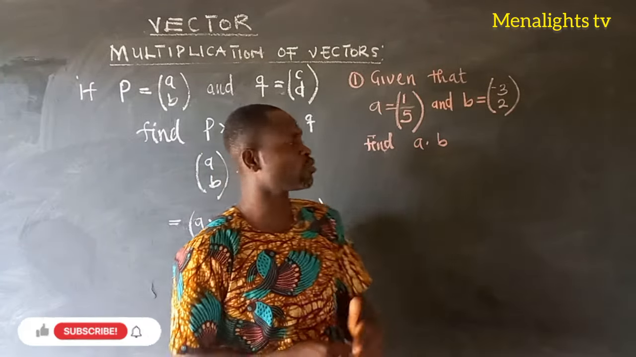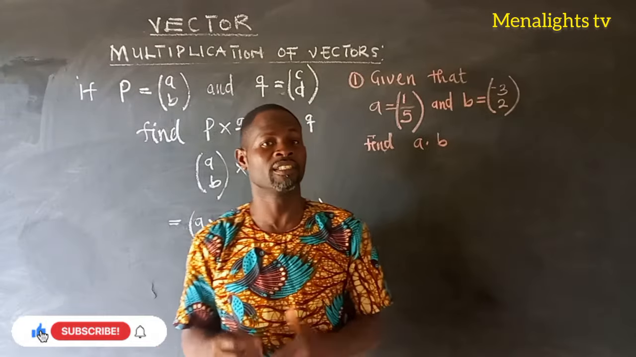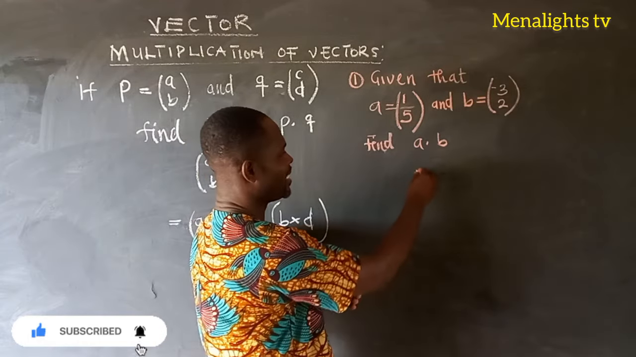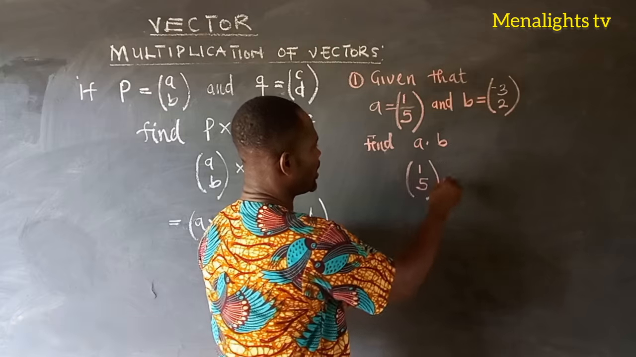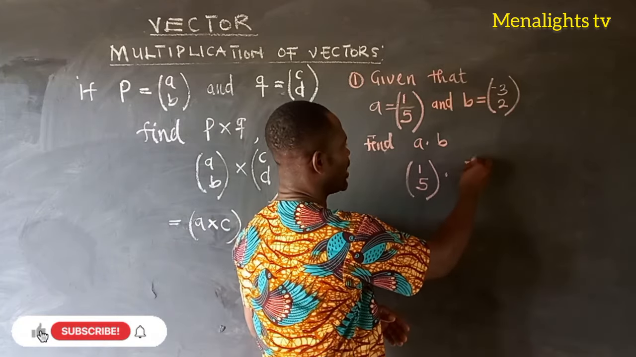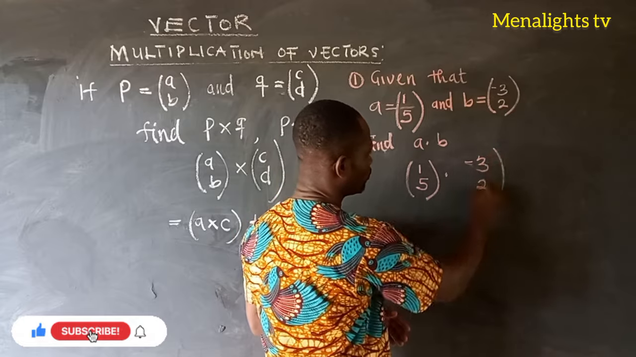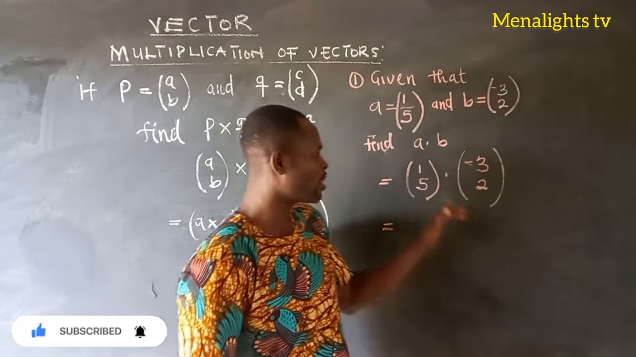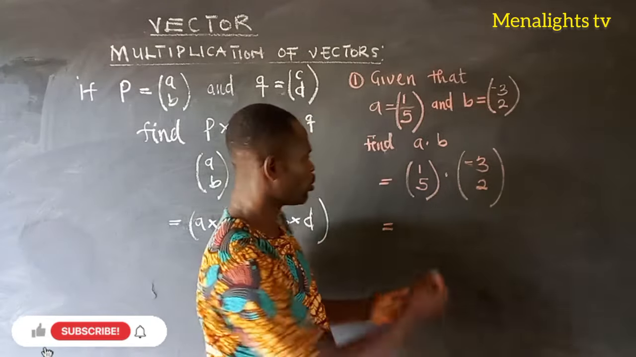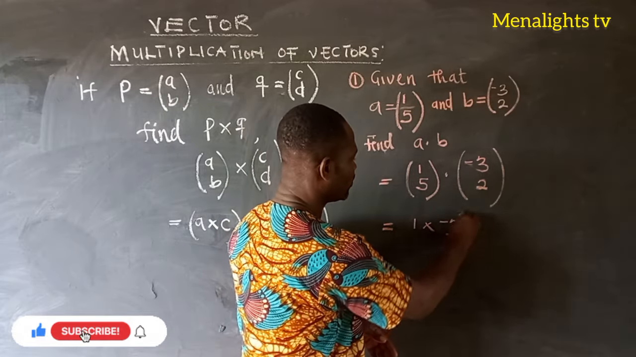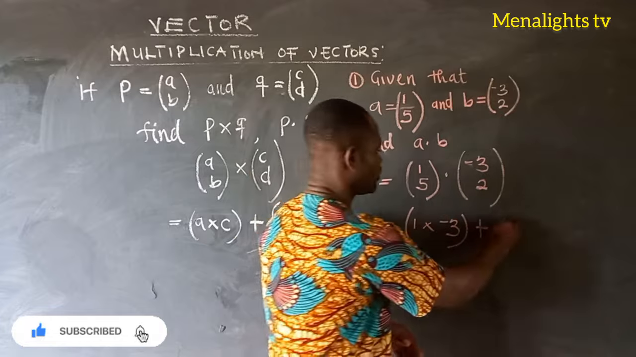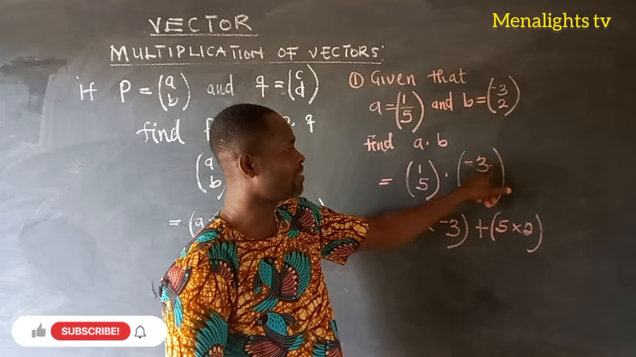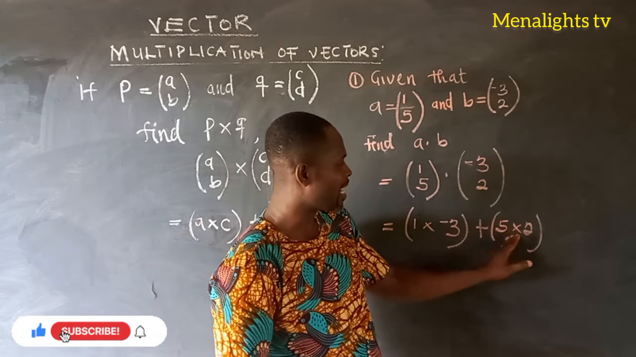Given that A is equal to (1, 5) and B is equal to (-3, 2), find A dot B or A times B. So what we have to do is, we know that our A is (1, 5), then dot our B, which is (-3, 2). So what we do is, we multiply the 1 with negative 3, and then multiply the 5 with the 2. So 1 times negative 3, then plus 5 times 2.